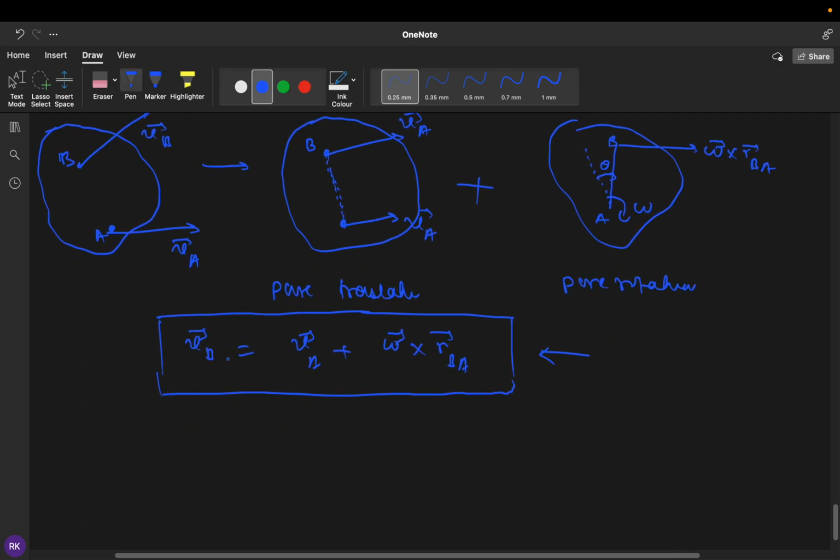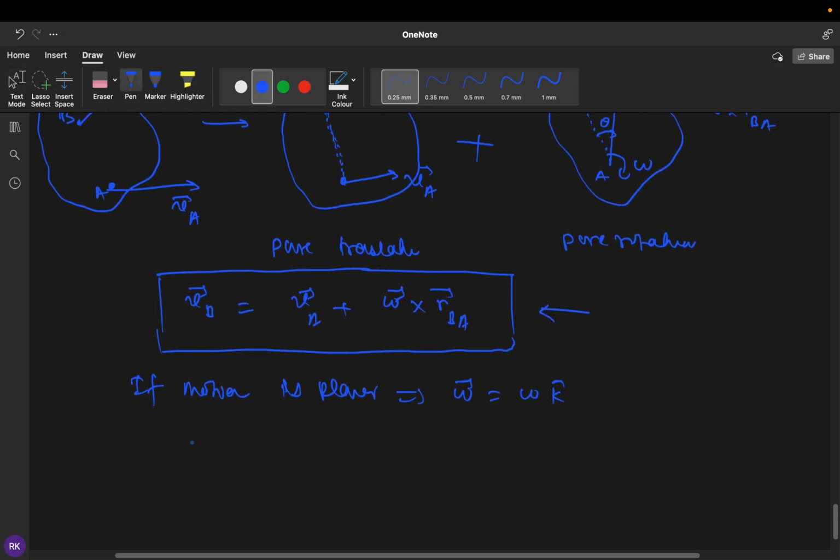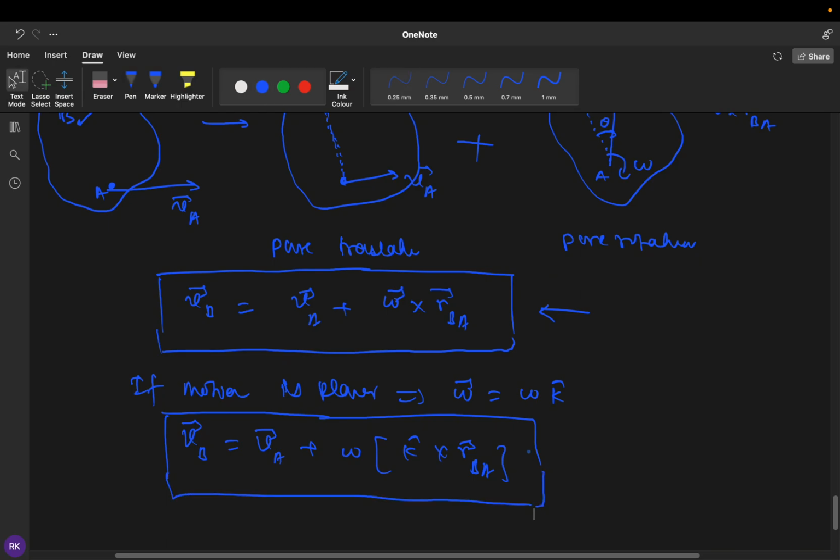Now, suppose the motion is planar, then I can write omega equal to something k cap. So VB can again be written as VA plus omega k cross product RBA. So this is the velocity of particle B with respect to particle A. This is the relative velocity.